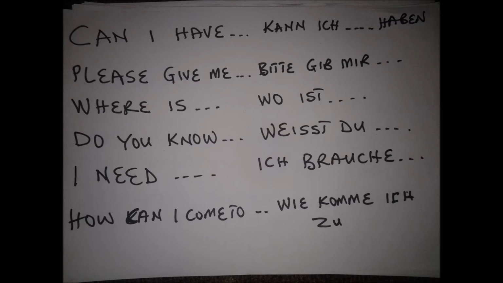Where is? I think you know this one. Wo ist? For example, where is the hospital? Wo ist das Krankenhaus? Where is my daughter? Wo ist meine Tochter? You add whatever you want to add to it. Then another question you need to ask people is, do you know? That is, weißt du? For example, do you know the post office? Weißt du, wo die Post ist? Or do you know Alanis? Weißt du Alanis? Or kennst du Alanis? So do you know is weißt du, or sometimes you use kennst du. It depends on if you're talking about a proper noun.